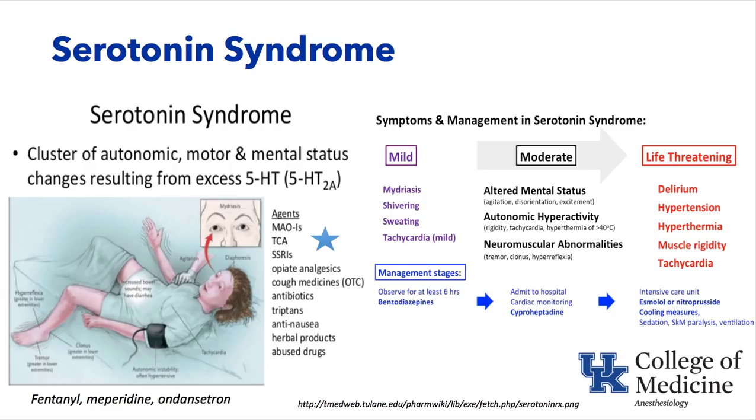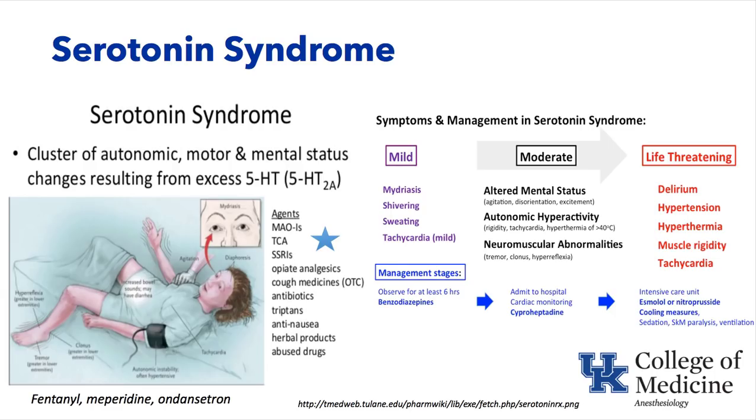drugs like antidepressants, SSRIs, or TCAs. Some of our opiates and cough medicines and antibiotics. There's a lot of medications that, when in combination, can cause serotonin syndrome. Fentanyl, meperidine, and ondansetron are some classic ones in our armamentarium that, when combined with, for example, MAOIs, can result in serotonin syndrome.